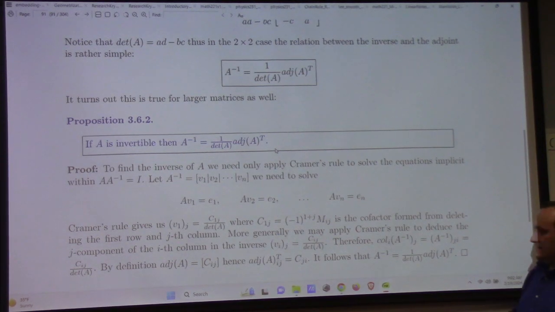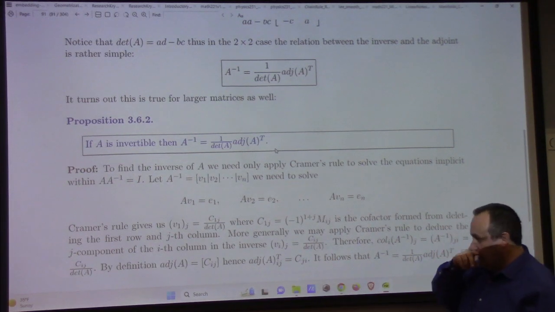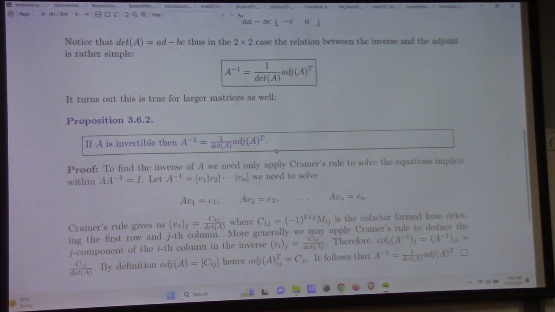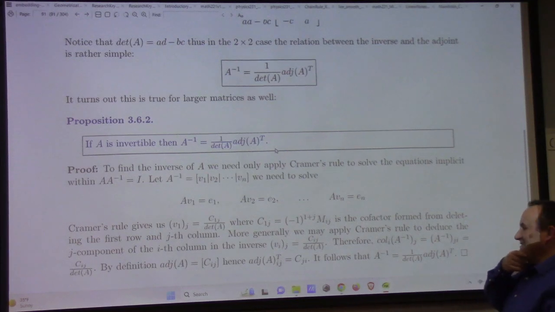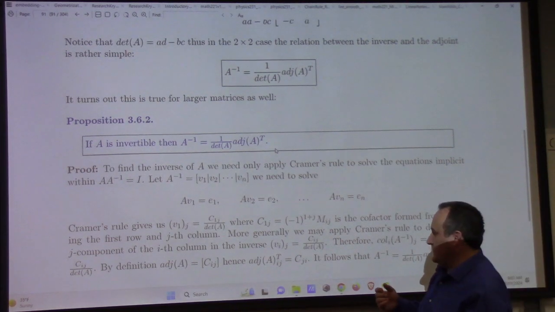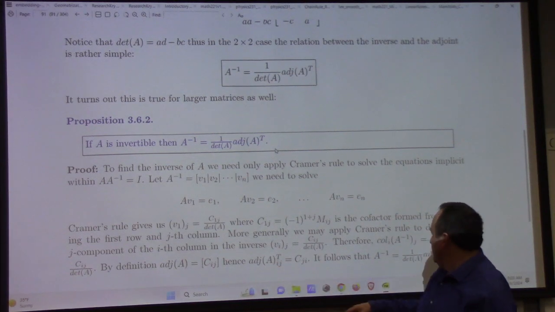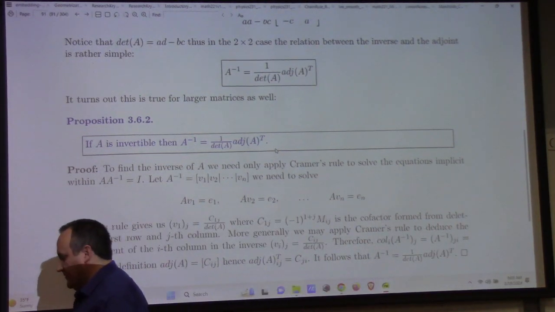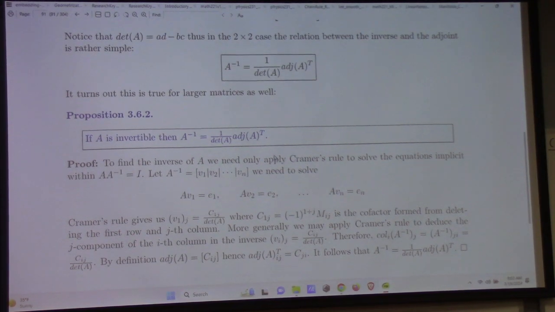that gives us that the jth component of the ith column is Cij divided by the determinant, but the jth component of the ith column is actually the jith component of the inverse. So that gives us the formula. The formula pops out. I'm sorry, I'm not being coherent today for this proof.